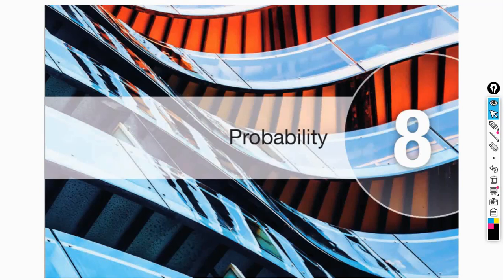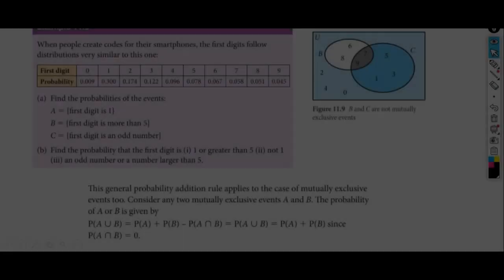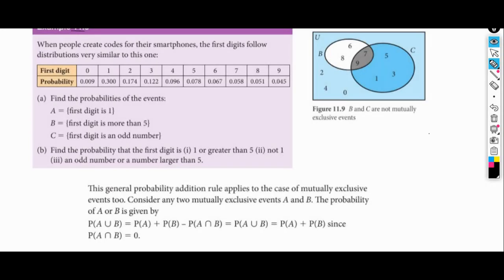Hi everybody. In this video we're going to continue with Chapter 8, Probability, specifically Section 8.3, Operations with Events. Now in the past section we worked with example 8.8, which said when people create codes for their smartphones, the first digits follow distributions very similar to this one, and they gave us this table. Then they asked us to find some probabilities. We're going to focus on B and C.